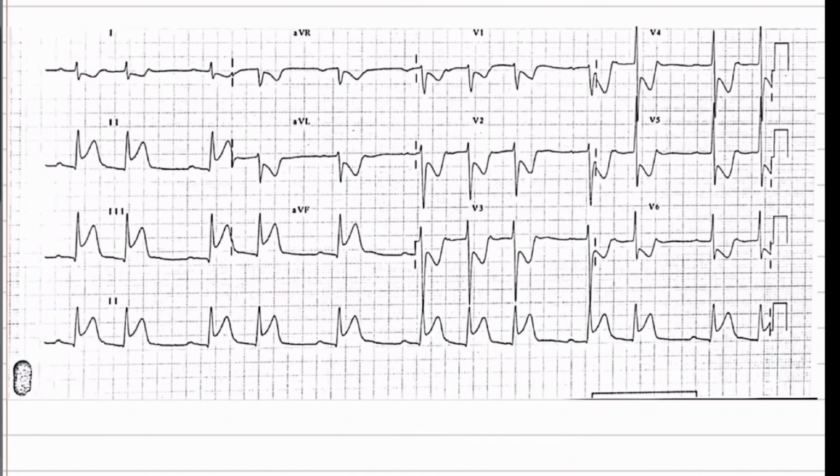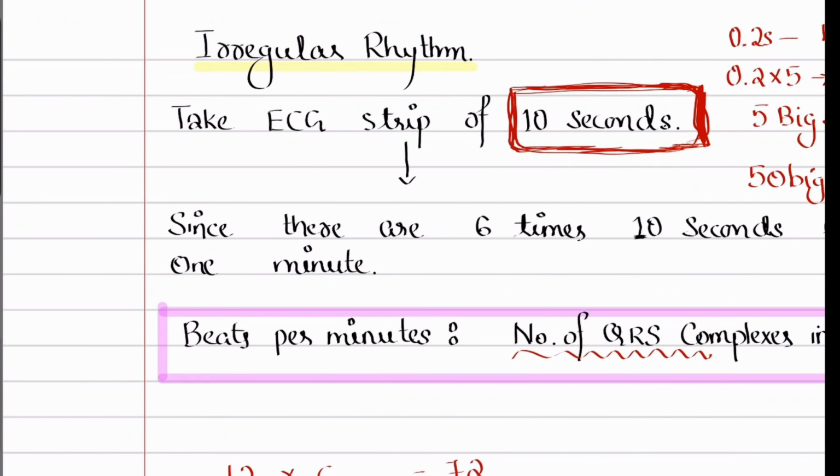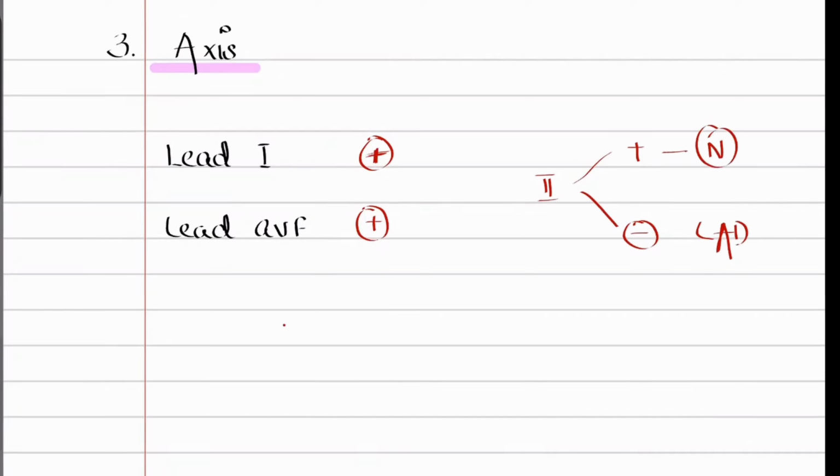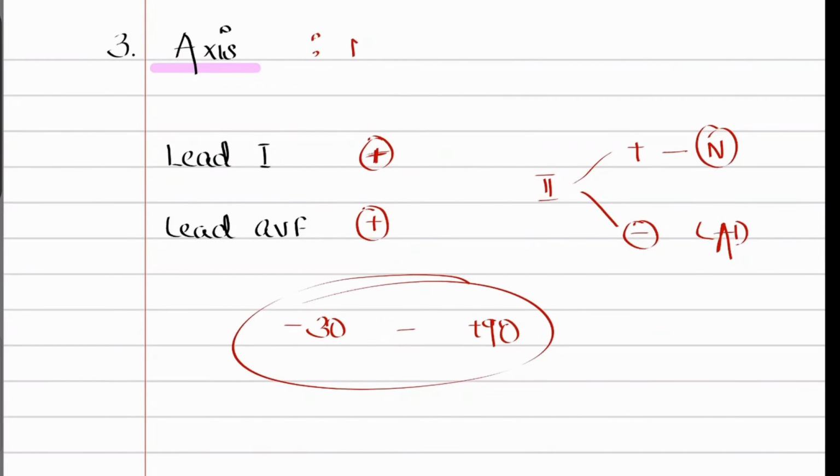Why are we saying it is a normal axis? Because lead 1 is positive and lead aVF is positive. If lead aVF was negative, then we would check lead 2 for positivity or negativity. If it is negative, it is left axis deviation. If it is positive, it is a normal axis. Normal axis is minus 30 to plus 90. Here the axis is normal in this case.